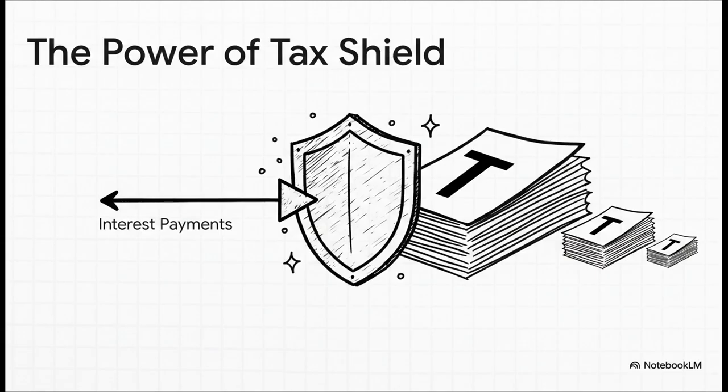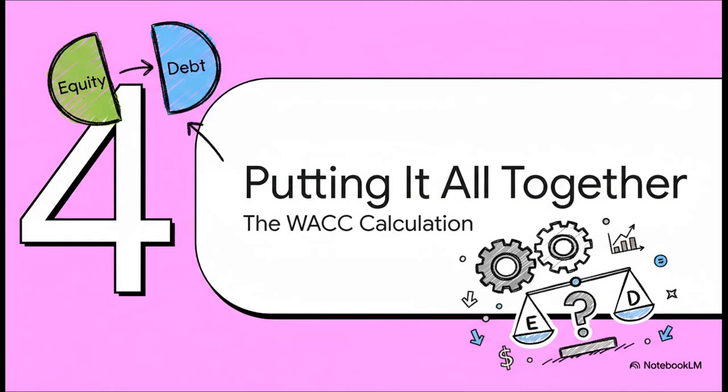Here's how it works. The interest a company pays on its debt is a tax-deductible expense, so it actually lowers their total taxable income. This means the real cost of their debt is lower than the interest rate they're paying. The government is basically giving them a little discount for using debt. Pretty neat, right? Okay, so we've got the equity component and we've got the debt component. Now for the fun part. Let's put it all together and see how this thing actually works with a real-world example.